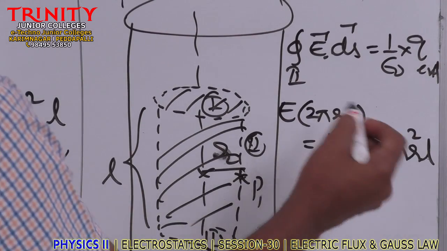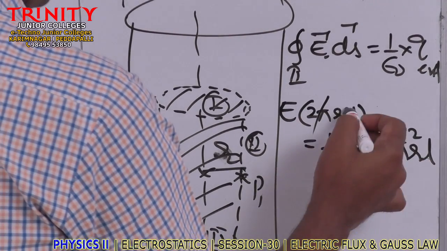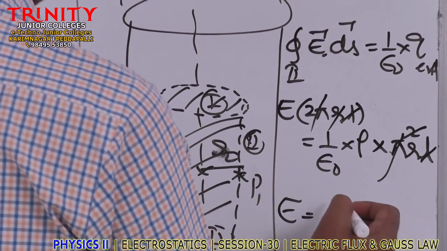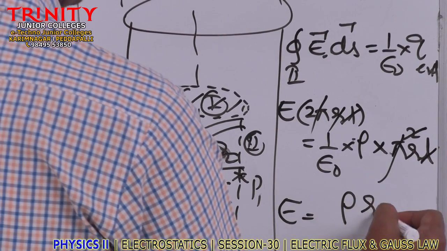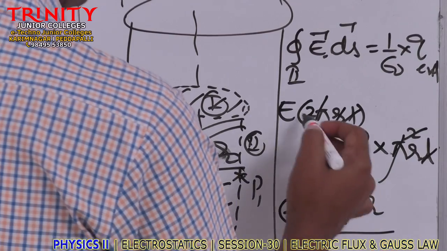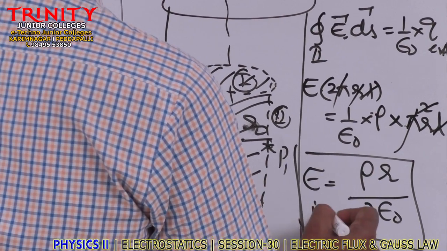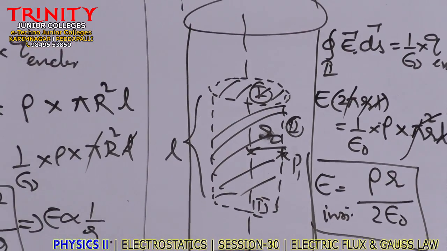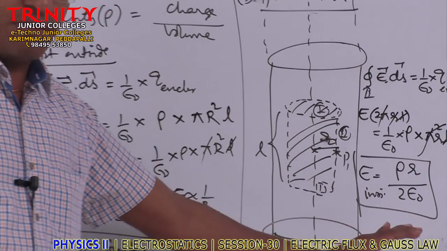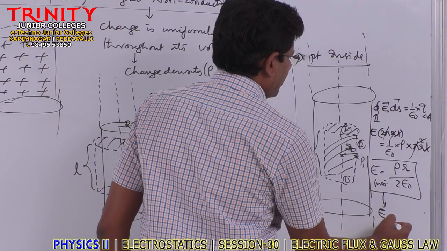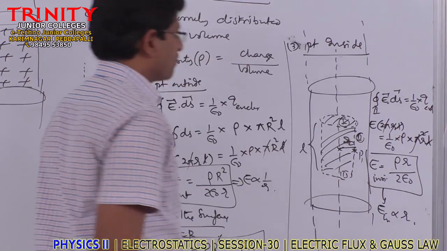So immediately what you can cancel is pi, one of the r, and L. E is equal to rho r by 2 epsilon naught. So this will be the field at an inside point. Now, as standard results, you remember all of them. On the inside, you can see clearly E is proportional to r.